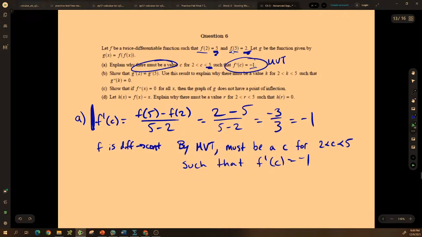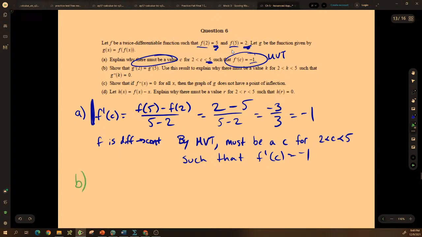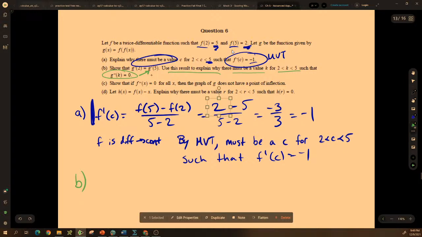B says show that g prime of 2 equals g prime of 5, and then use this result to explain why there must be a k for 2 less than k less than 5, such that g double prime is 0. So g double prime, and I wanted to show that g primes were equal to each other. So this is Rolle's, okay? It's Rolle's because when I have a derivative equal to 0, then that's Rolle's.